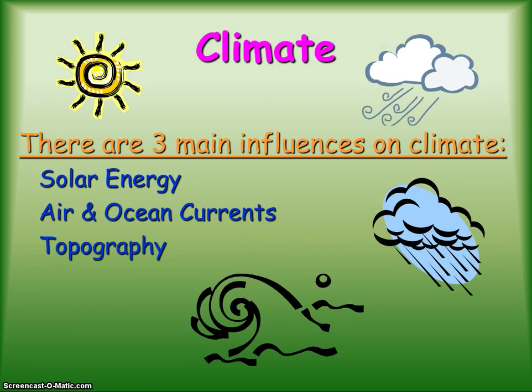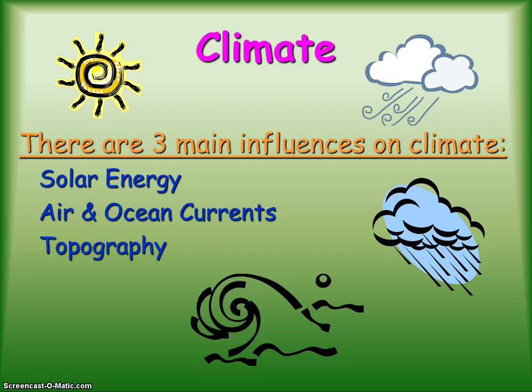All right, a little bit more on climate. 3 major factors affect our climate. The tilt of the Earth is going to cause solar energy to have an impact. The amount of solar energy that reaches the Earth in different places, because of the tilt and the Earth's rotation around the sun, is going to cause different amounts of solar energy to reach the Earth in different places, so that's going to have an impact.